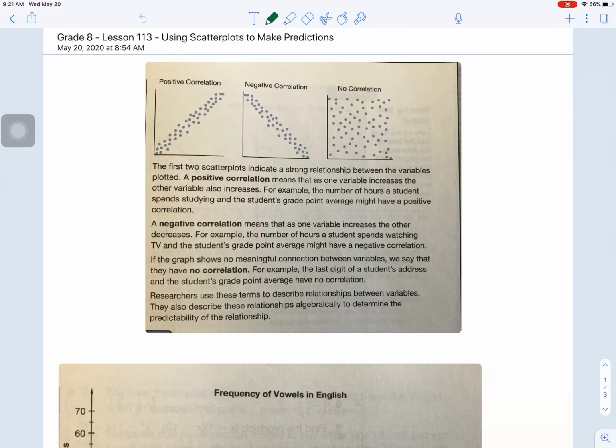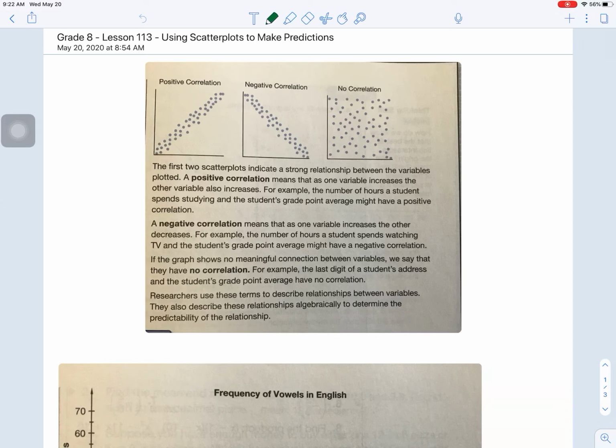We are going to look a little bit today. There are no practice set per se, but we're going to look at scatter plots. People use scatter plots to chart similar data in order to see if there's a correlation, if a certain input will give a certain output. For example, weight and height could be one. Number of hours a student spends watching TV and their grade point average. So it talks about that.